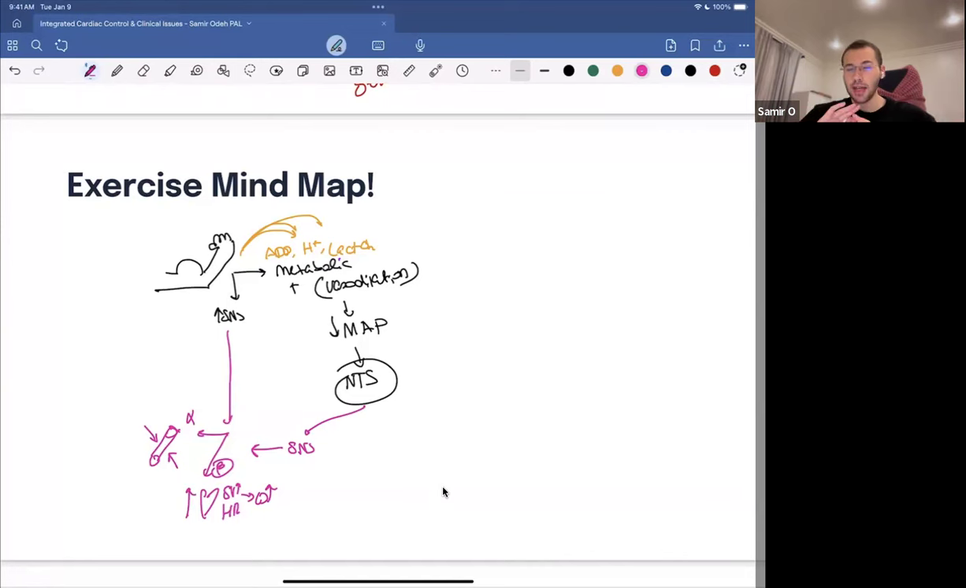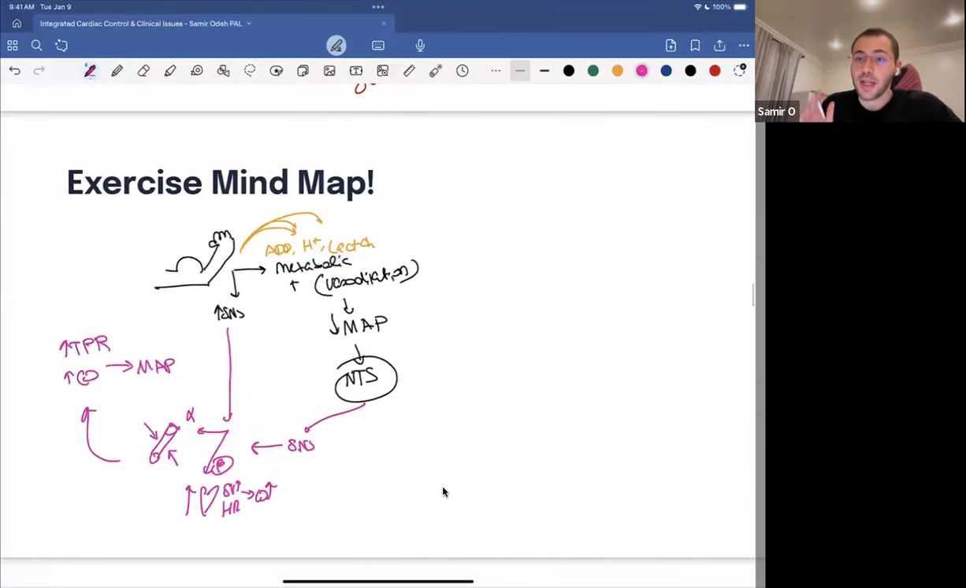And it does the exact same actions that we talked about and keep talking about, which are essentially focused on doing three main things: increasing your total peripheral resistance, increasing your cardiac output, and eventually increasing your mean arterial pressure. That is the whole point of this.